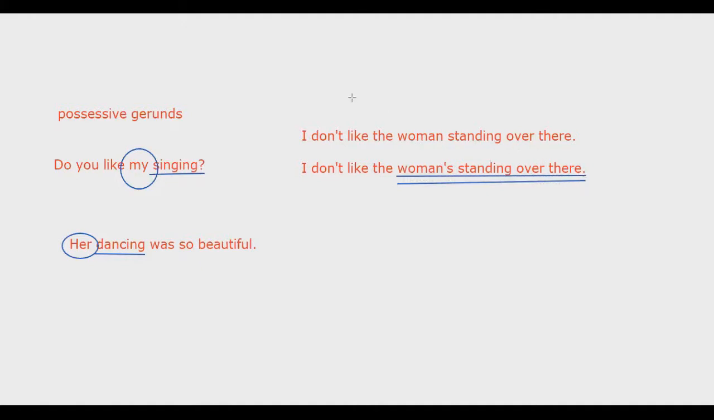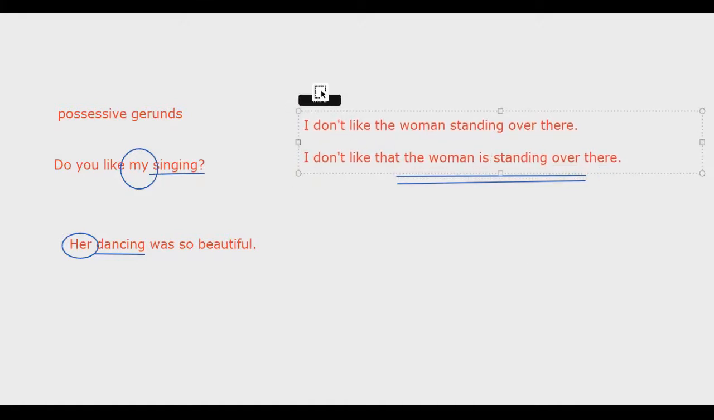So if you use the first one, it's confusing. But if you use the second one, it's made clear that it's not the woman that you don't like, you just don't like that she's standing over there. So that's when the possessive gerund would be necessary. But of course, if you don't like that, you can just rephrase the sentence like this: I don't like that the woman is standing over there. So you could say it like that, if that just sounds less awkward to you, and it does to a lot of people.